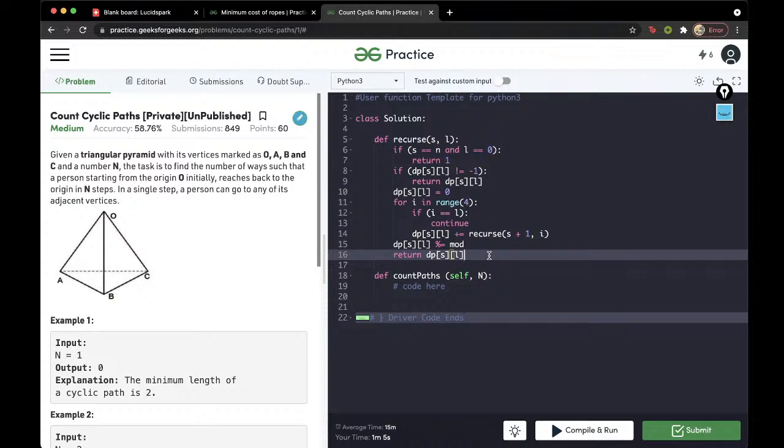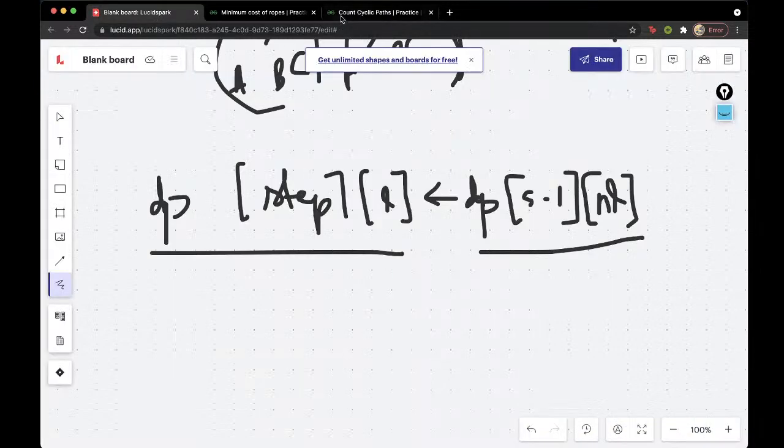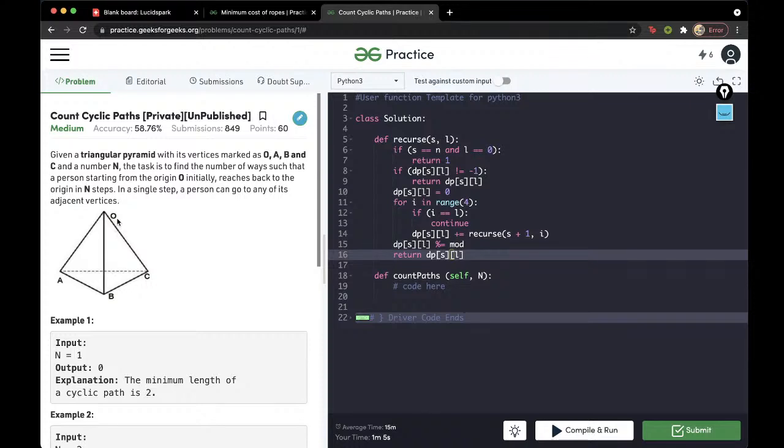Right, okay, so someone asked me to explain briefly again. The question says that you start at O and you can perform n steps. You can either go to A, B or C. Everything is connected to each other. At the end of n steps, how many ways do you remain at O again? Will you come back to O with n steps?